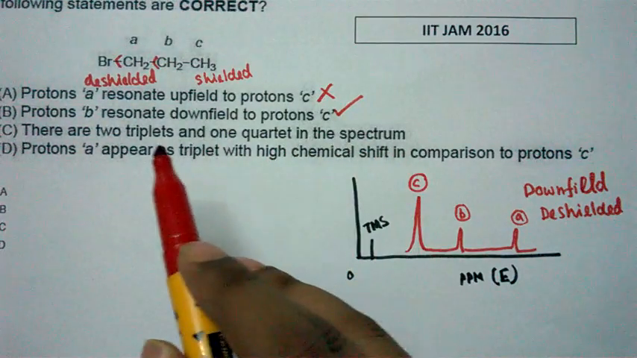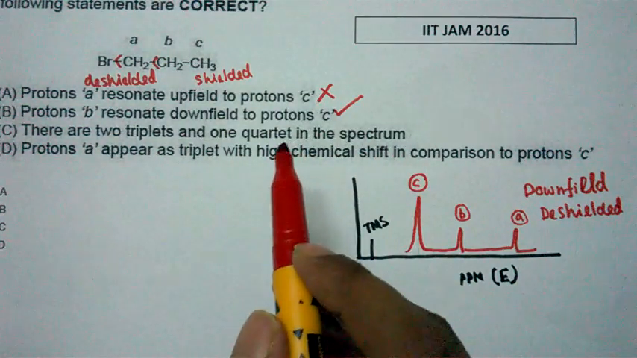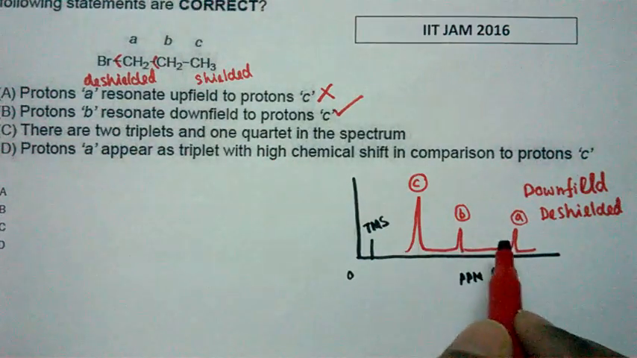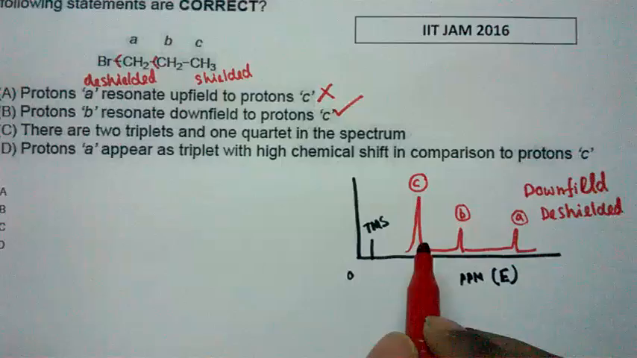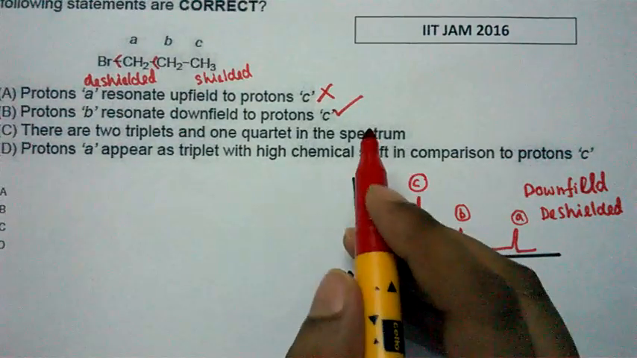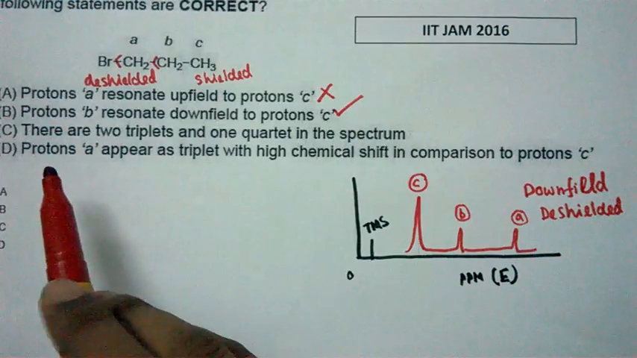Now this is very hard. Triplet and quadruplet, what are these? These are actually fine splitting of these peaks. So triplet, quadruplet, everything is fine splitting of these peaks. We would analyze this option later. Now let's come to D.